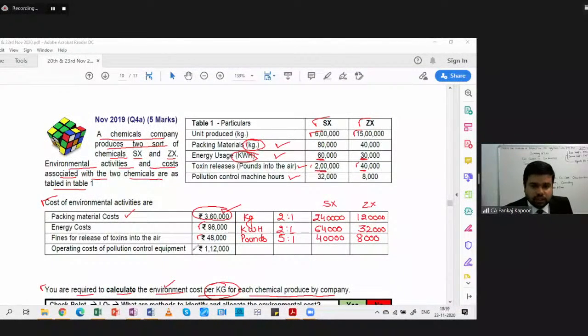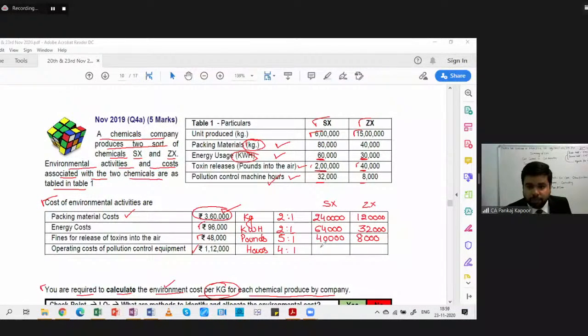Friends, the last one. What is the cost? The cost is of operation, pollution control equipment. Obviously, the number of hours for which the machine is in the running status should be used as the cost driver. So the cost driver will be the number of hours for which you run the machine, operating hours. And what is the ratio? 32:8. 4:1 is the ratio. Good. 4:1 is the ratio.